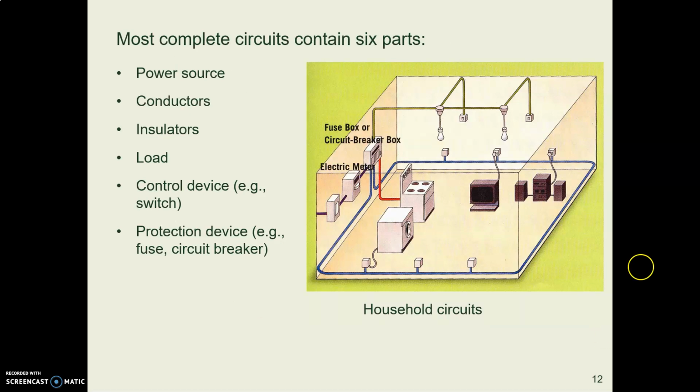And most circuits have these parts, and we'll look at these next time. There's the power source from the wall. There are the conductors and their insulation that carries the current through the wall. There's the load, and that means the light bulb or the stove or the computer. There's something for controlling the current. That might be a switch. And then there's always some kind of protection, and that might be a fuse or a circuit breaker. And then just to repeat, that has to make a closed loop back to the source. So that's what makes a circuit.